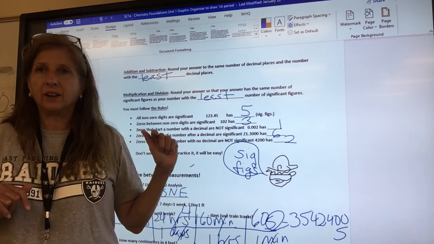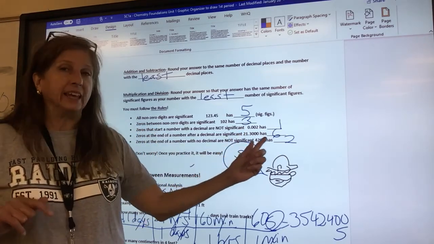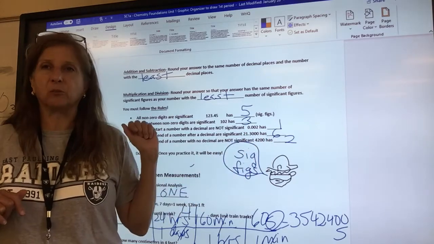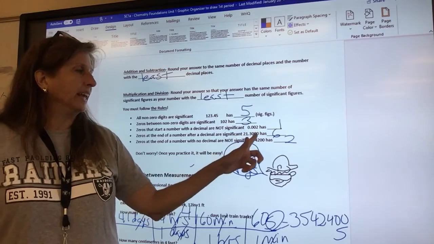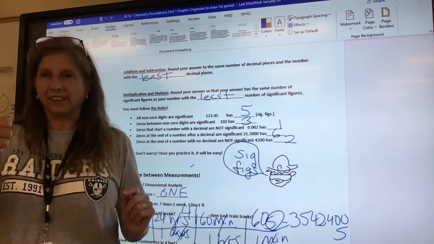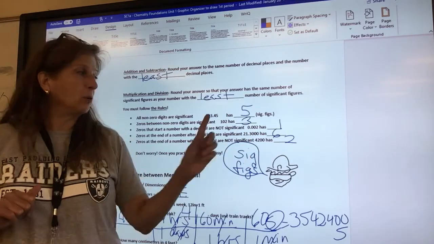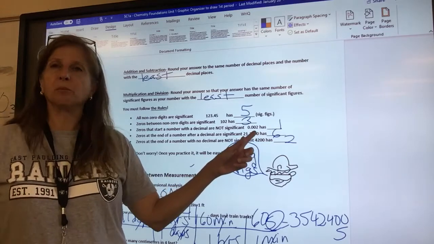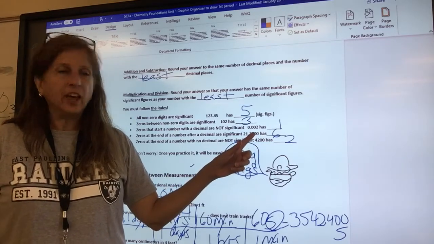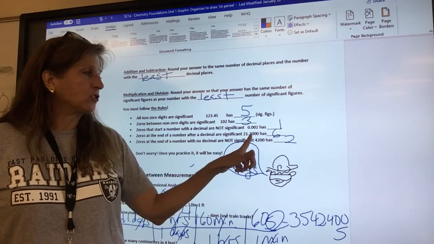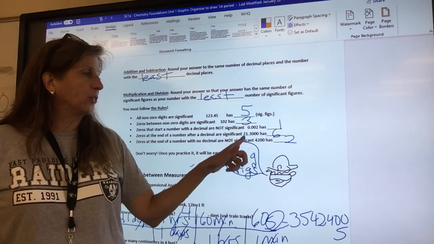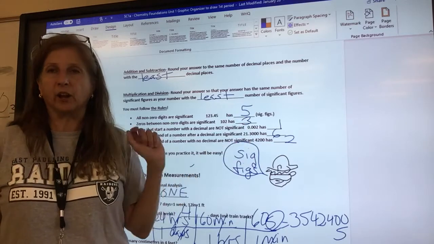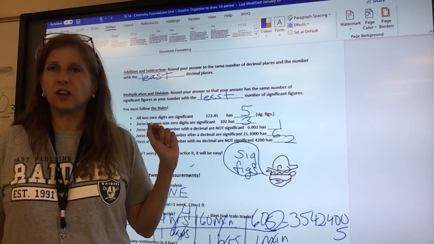Why are those zeros significant? Because they are at the end of a number after a decimal. Is one at the beginning of a number? No. Is one at the end after a decimal? Yes. They were measured. They just were measured to be zero. They measured it that far. My electronic balance really did weigh this to be 21.3000 grams. It measured those to be zero.